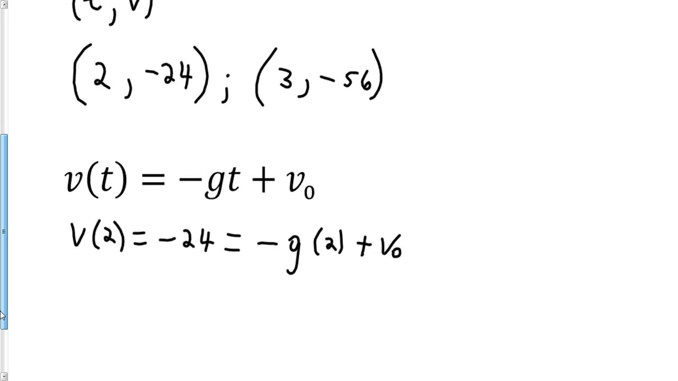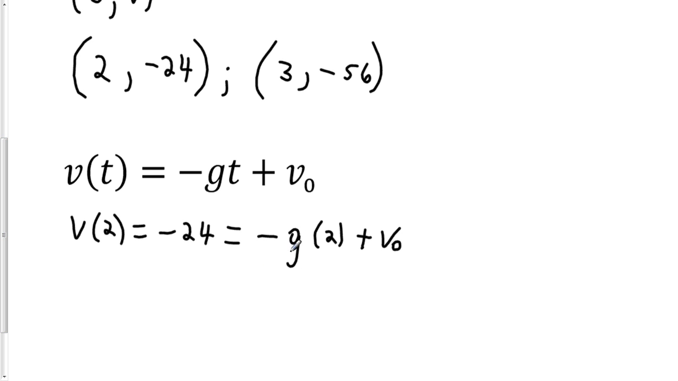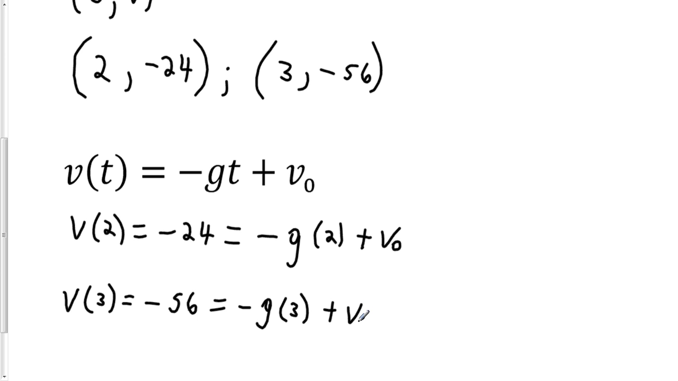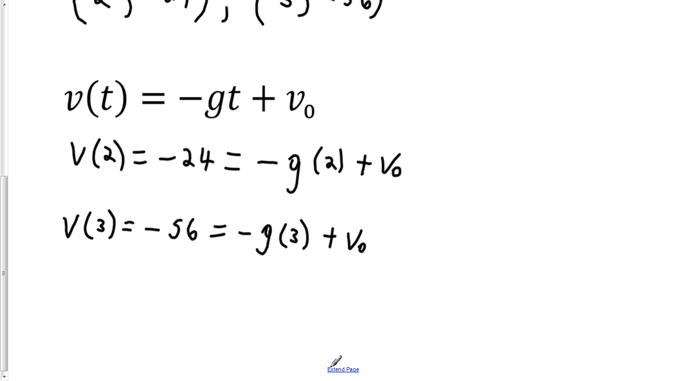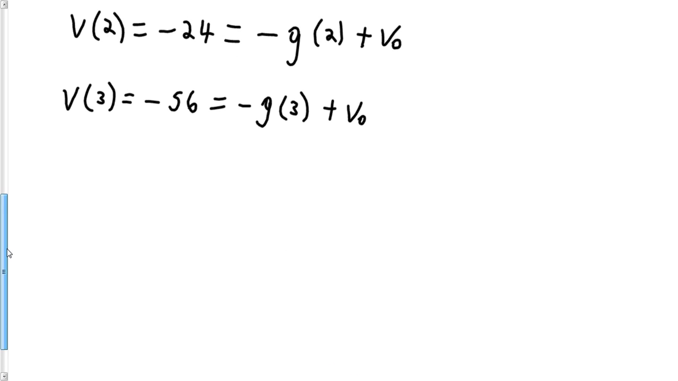All right, since I have two unknowns, I'm going to need a second equation. Luckily, there's a second point here. So let's take a look at that point. That says that the velocity at time 3 seconds is equal to negative 56 feet per second. This is also equal to negative g times 3 plus v naught. So I get two equations with two unknowns here, a system of equations actually. So let's go ahead and clean them up. Let's simplify these expressions a little bit.